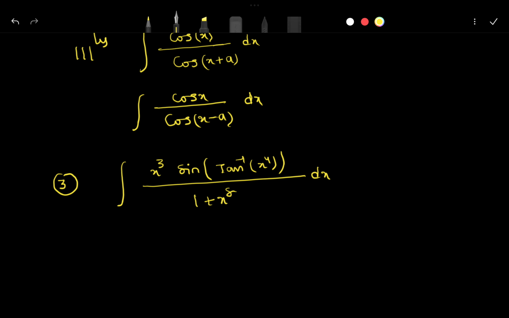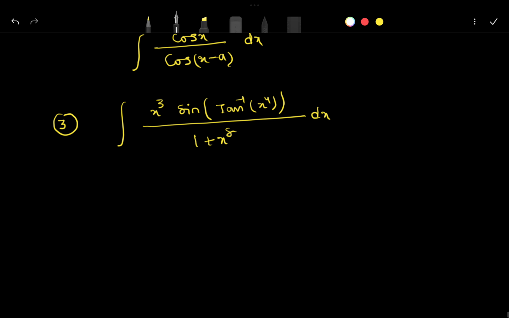So this problem is purely solved by using the substitution method. How will you do this one? This is a very important question for the KCET level and the mains level also. Here you see, put t equals tan inverse of x to the power of 4.